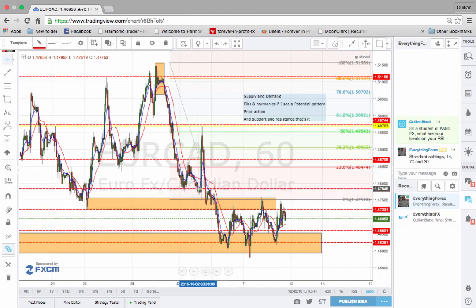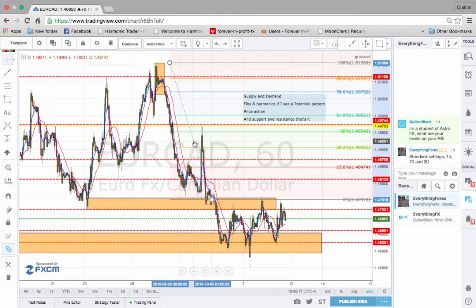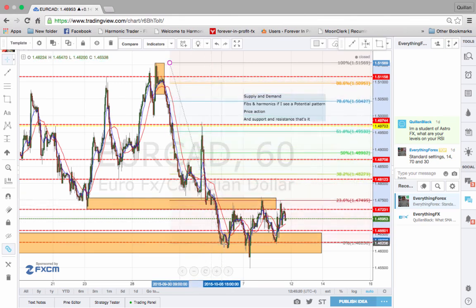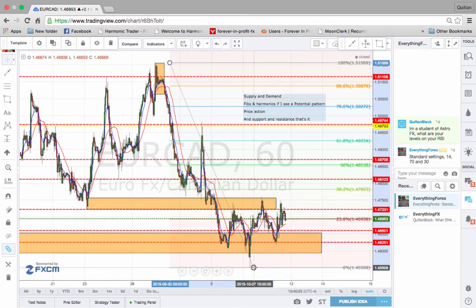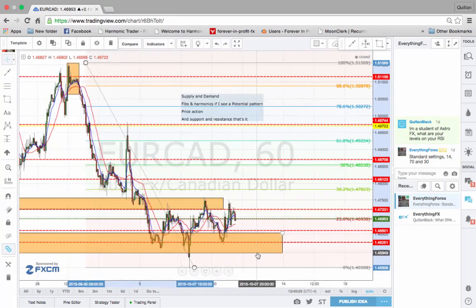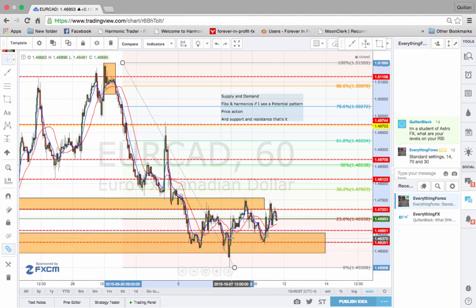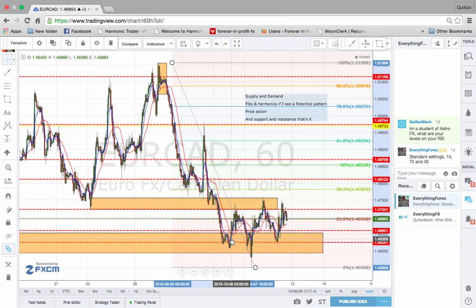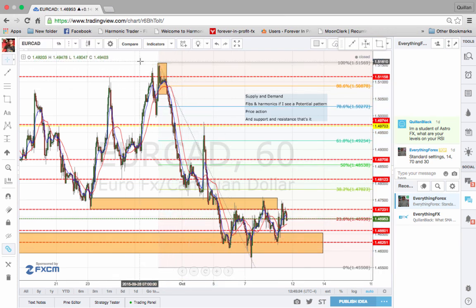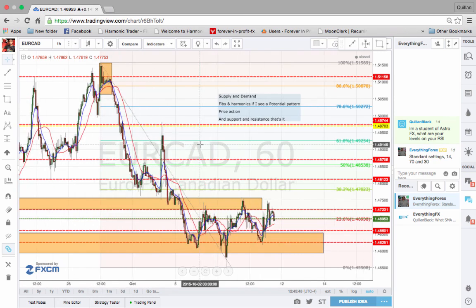How you draw them is from your relative low to your relative high. Always from your relative low to your relative high. So, for instance, since this is in a downtrend, I draw it from the relative high to the relative low. If it's in an uptrend, I draw it from the relative low to the relative high. Vice versa. And as you can see, right here the market came, and wow, it retraced at 61.8 right there.